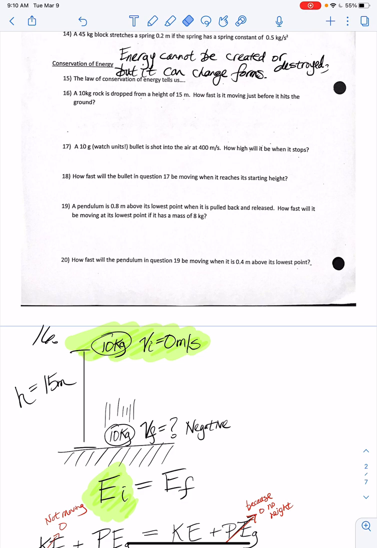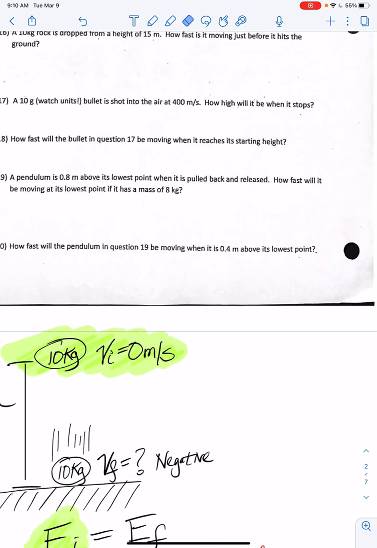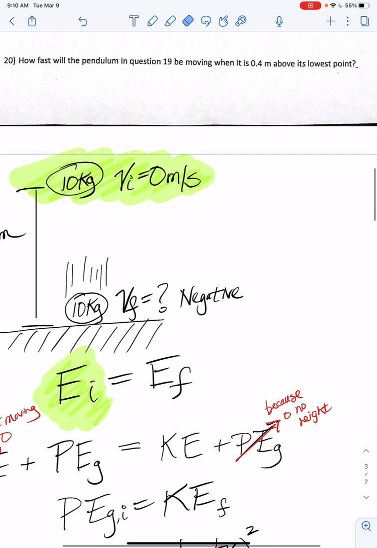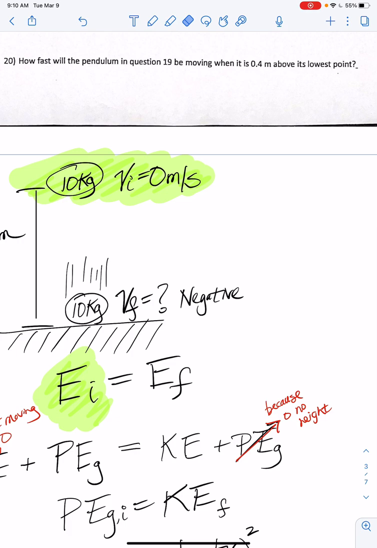So there's actually a couple ways to do that. There's an easy way where it says, how fast will the pendulum in question 19 be moving when it's 0.4 above its lowest point? Well, you could just take its total energy at 0.8, which is all potential, and divide by 2. All right, but that's kind of a cop-out, right? I think it's a good way to do it, but a nicer way to do it, right, is to say this.